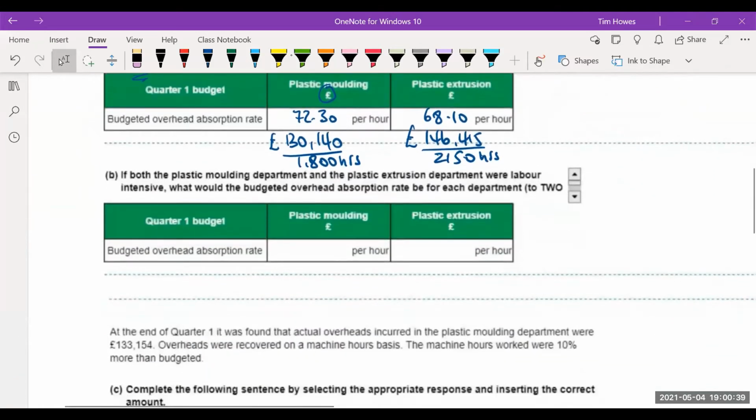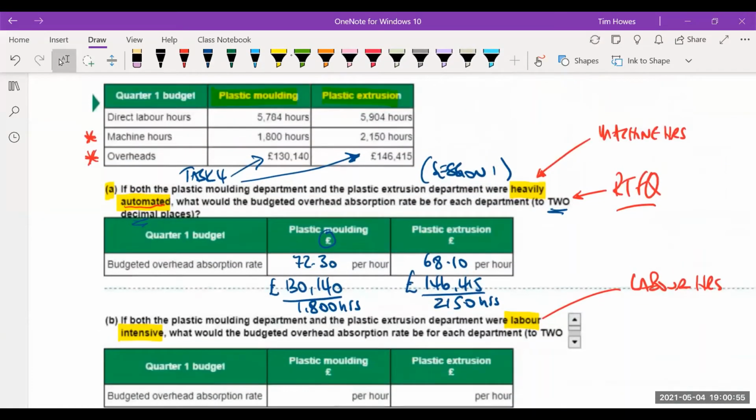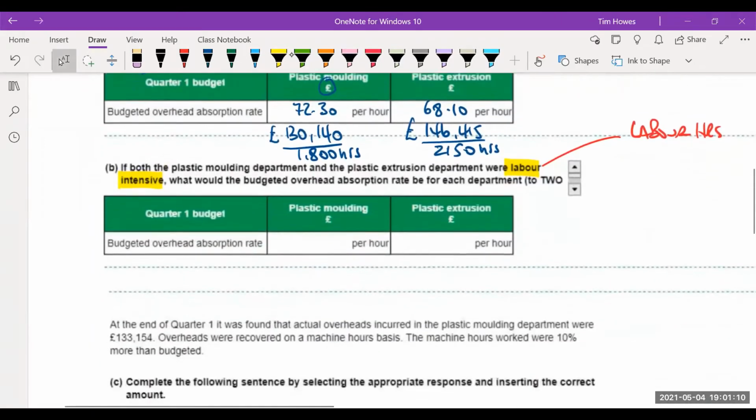Then it says, what if they were both labor intensive? Well, of course, we're going to be then in this case using labor hours, which feels altogether better in reality, on the basis that look at the number of labor hours compared to machine hours. But there you go. And so for the second one, we're now saying alternatively, let's look at the overheads, but let's look at the activity level as a labor hours based activity level.